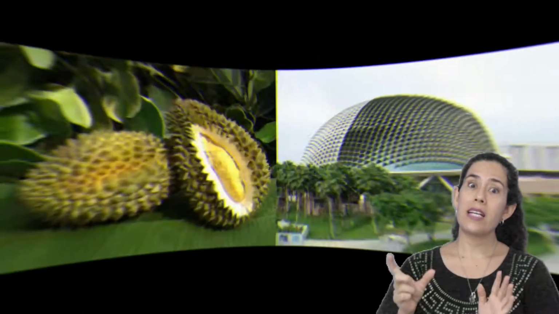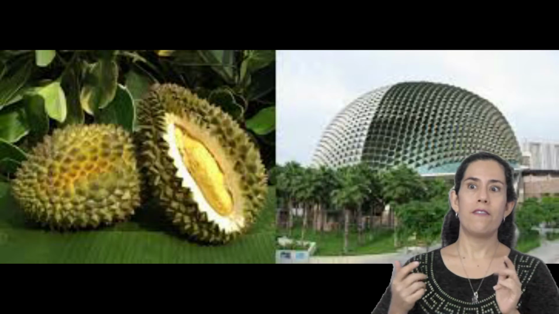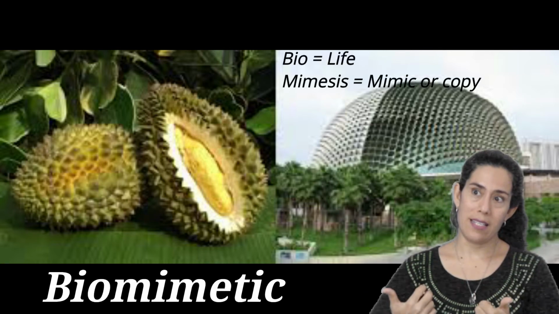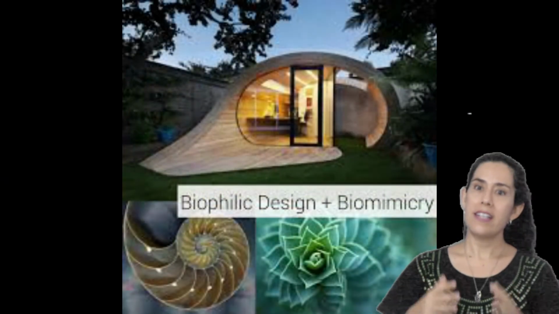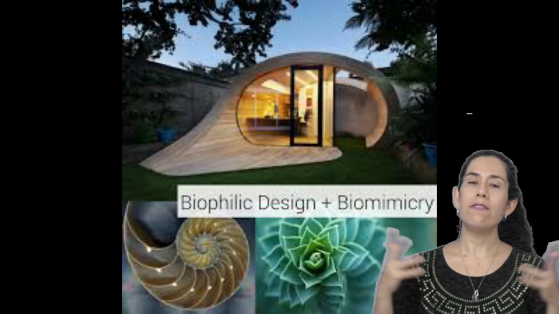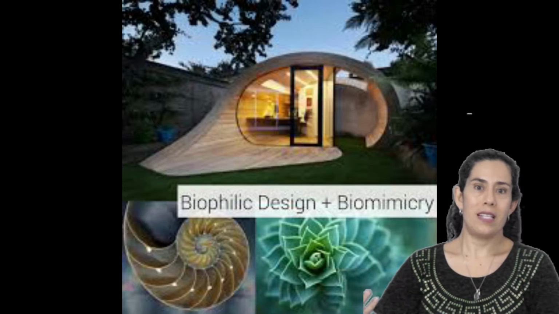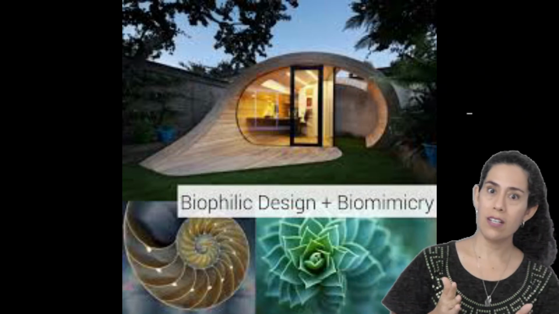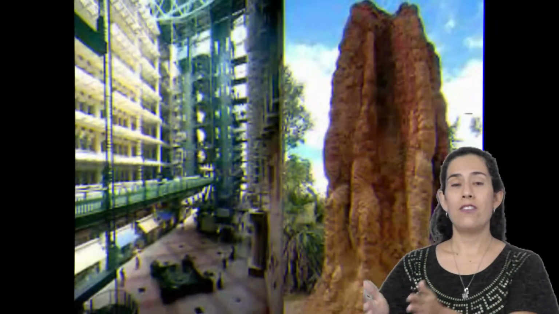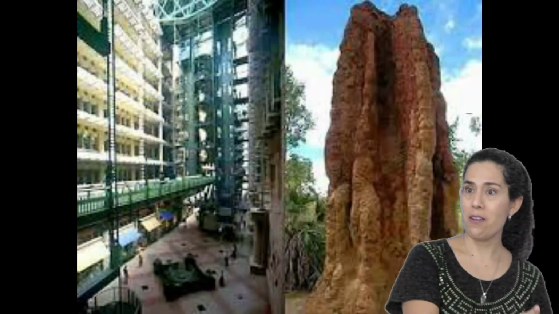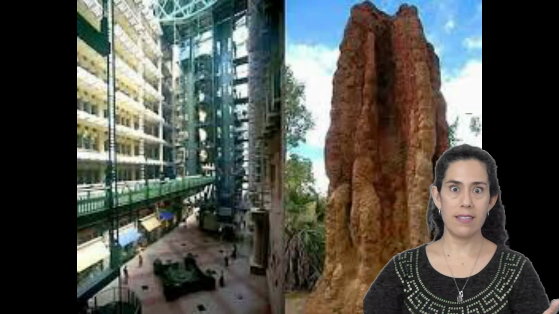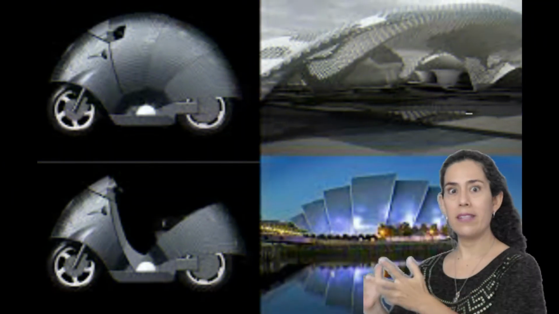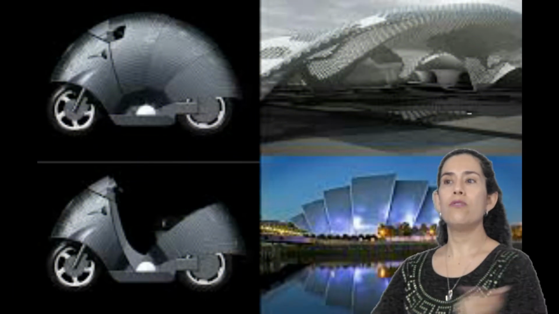Bio comes from the Greek word for life, and mimesis means imitate. So we are imitating life, the good qualities of life. Every living thing was created perfectly, and it works the way it should for its purpose. So we as architects, using biomimetics, copy certain qualities of certain things to adapt them to a building to better respond to the external environment.